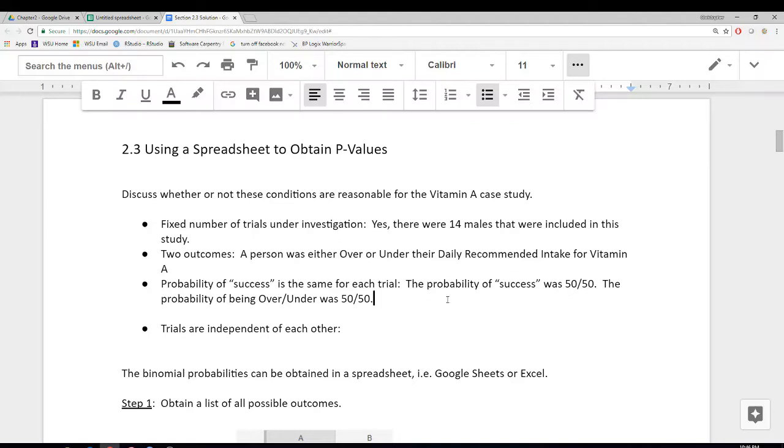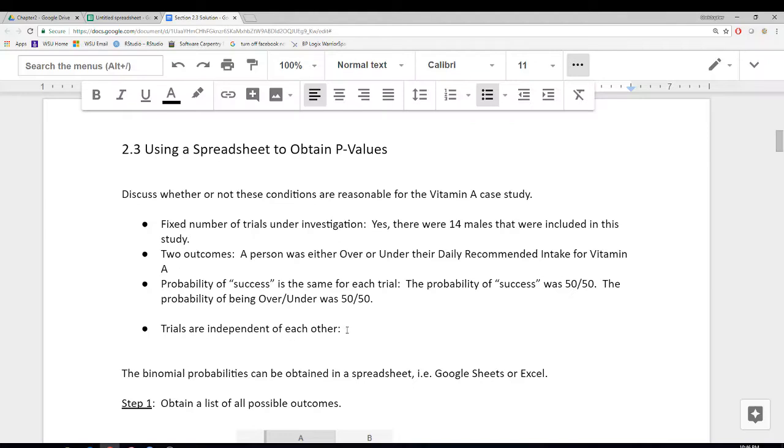The simulation model, again, is built under a particular situation, and this is the situation that we built. Our simulation model was under the situation that they were on target. So if they're on target, they have a 50% chance of being over and a 50% chance of being under.